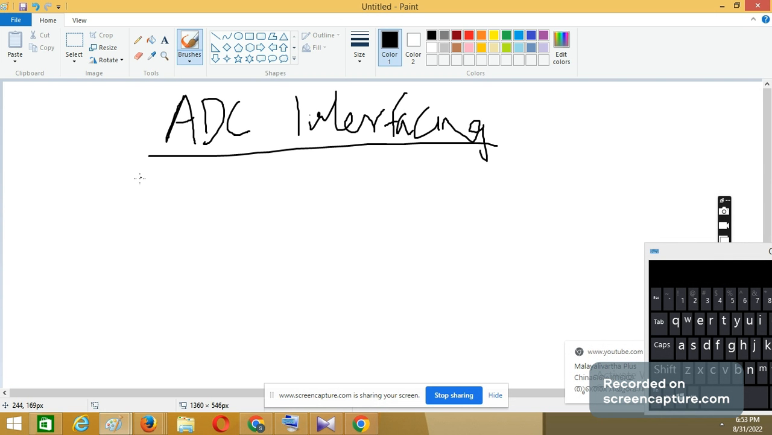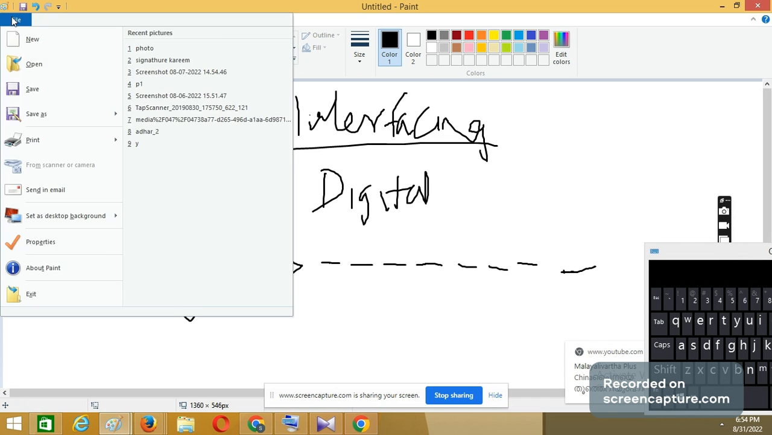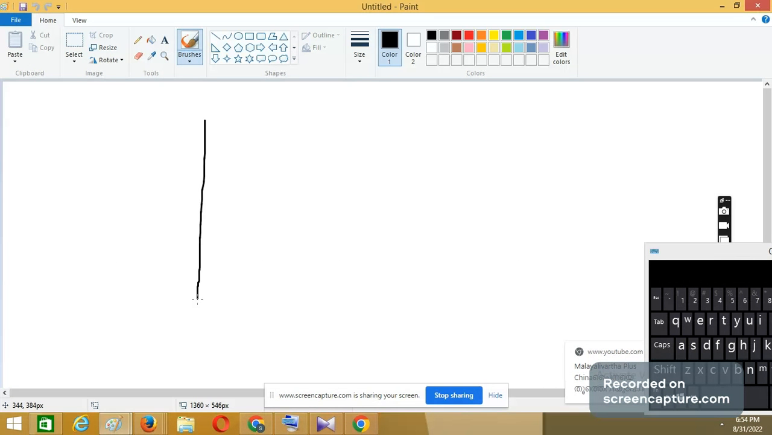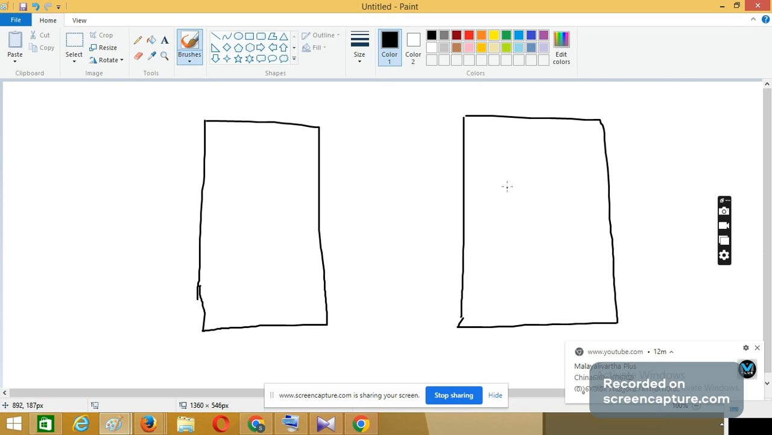What is ADC? It is analog to digital converter. That means it converts an analog voltage to a digital signal, an 8-bit representation. So let us take an example, ADC 0804. It's an analog to digital converter. We'll consider an 8-bit ADC. What do you mean by 8-bit ADC?